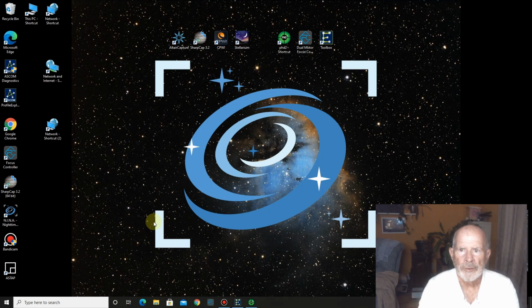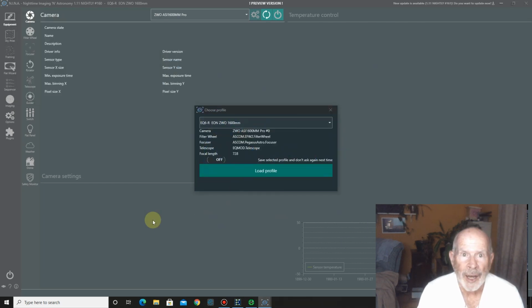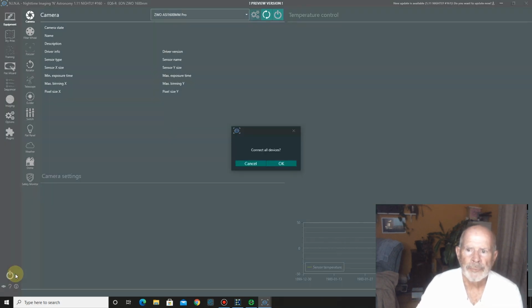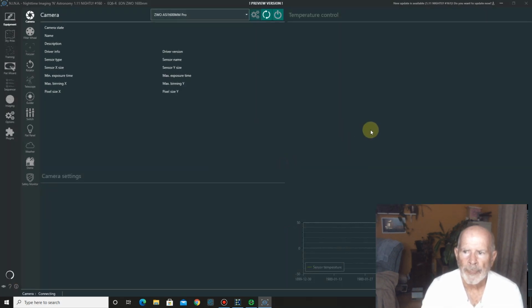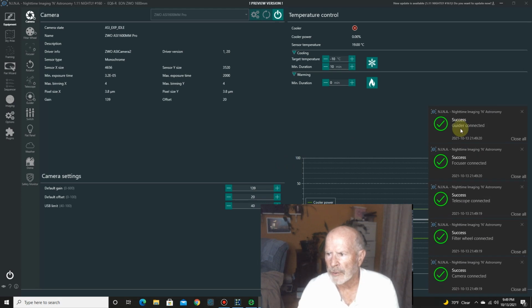Here we go. This is N.I.N.A 11.1, and it's the beta version, but it's very good. I highly recommend it. It's nightly build now 160. Here we go. Let's load the profile. And since the profile is loaded, let's connect all. What we're doing now is connecting all the devices. So the guider is connected, the focuser connected, telescope connected, filter wheel, and all the cameras, everything is connected.